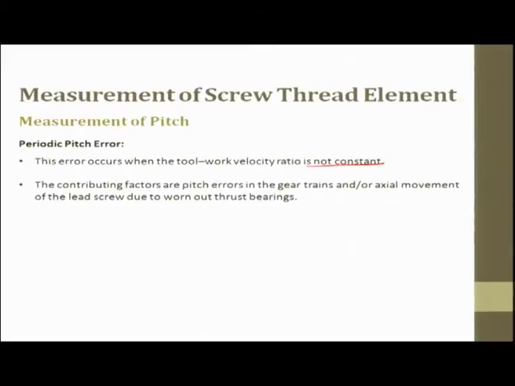The contributing factors are pitch error in the gear train and/or axial movement of the lead screw due to worn out thrust bearings. We will always have periodic pitch error.